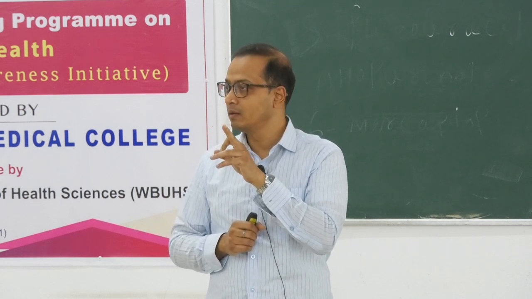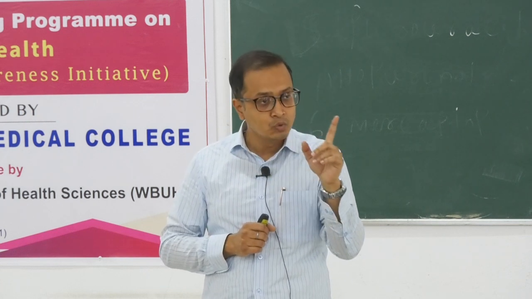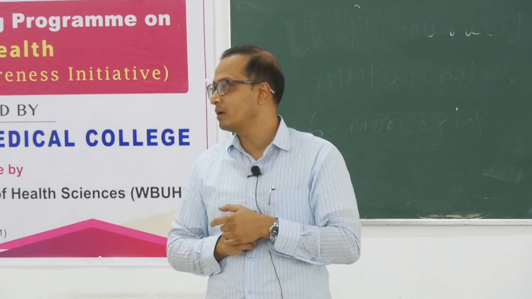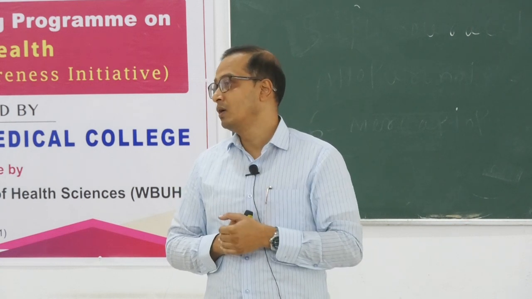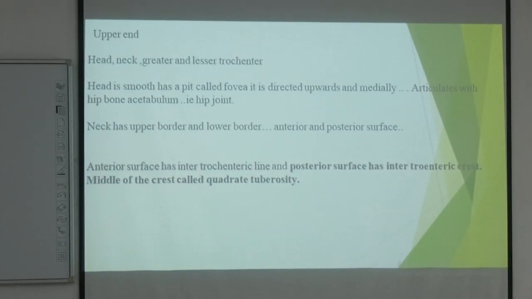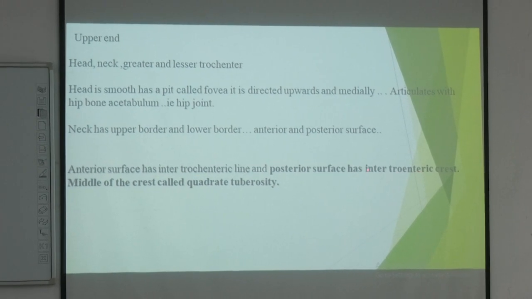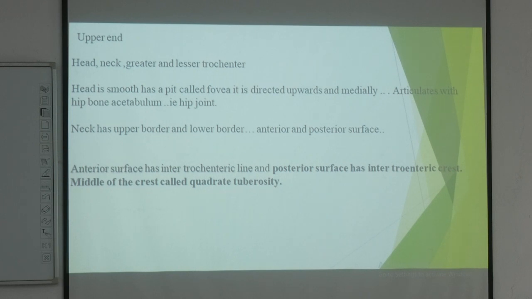In the reverse way, on the posterior surface, between the greater trochanter and lesser trochanter, we have an elevation. We call it a crest. So the line on the anterior surface is the intertrochanteric line, and on the posterior surface, between these two trochanters, we have a bony region called the intertrochanteric crest. In the middle of the intertrochanteric crest, a little bit more projected, is the quadrate tubercle or quadrate tuberosity.